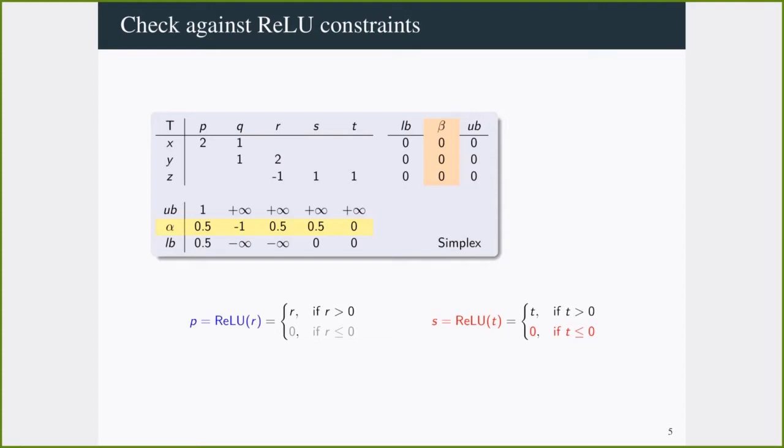Here we have 2 ReLU constraints, and we can see that the blue ReLU constraint is satisfied by the assignment, since both variables p and r are positive and equal, while the red ReLU is violated. We now have 2 options. We can adjust the assignment to try and satisfy the ReLU, or we can guess a phase for the ReLU and add its constraints to the linear problem.